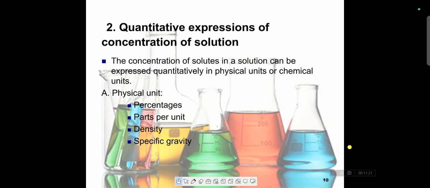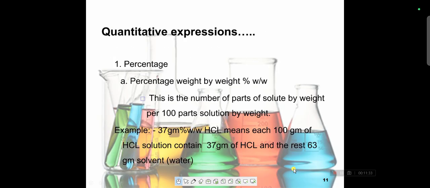Next is the specific gravity. For example, you say that the specific gravity of the blood is 1.008, right? So you are expressing the specific gravity. What is it? The concentration of solution, right? So percentage can be calculated by weight first of all. So percentage can be expressed in a number of terms.